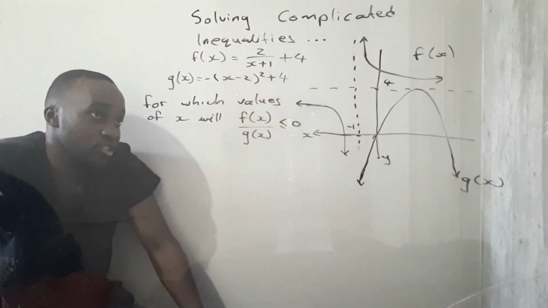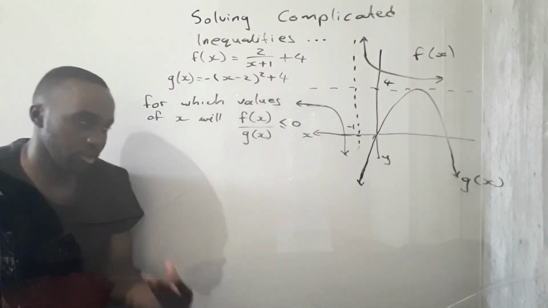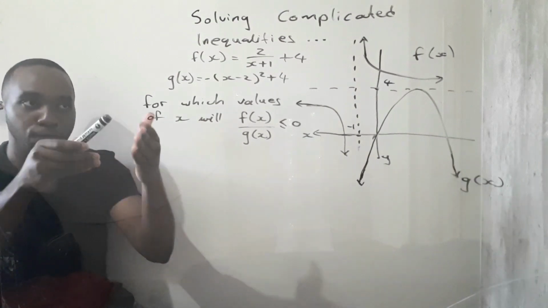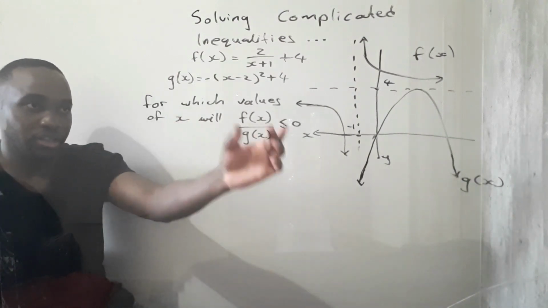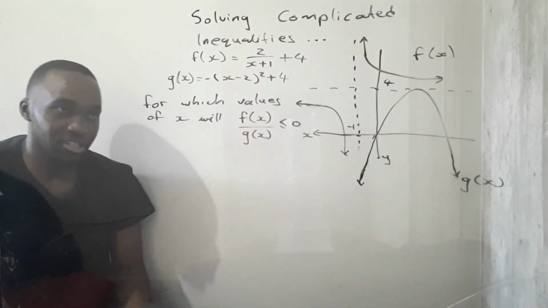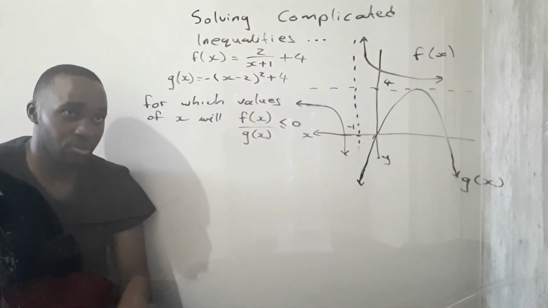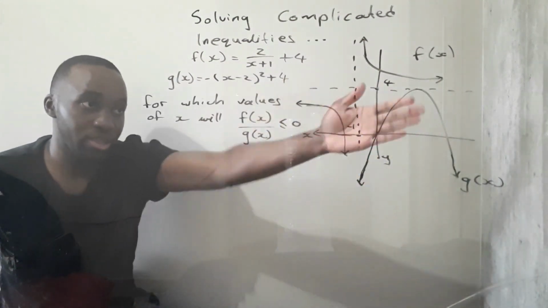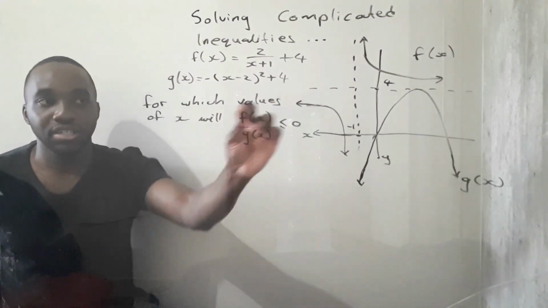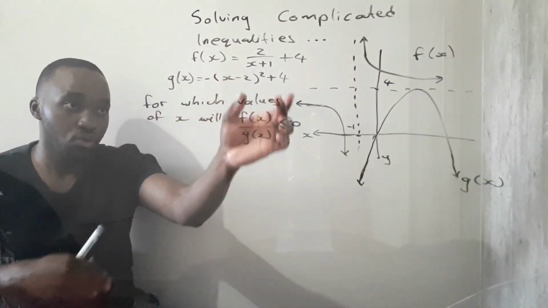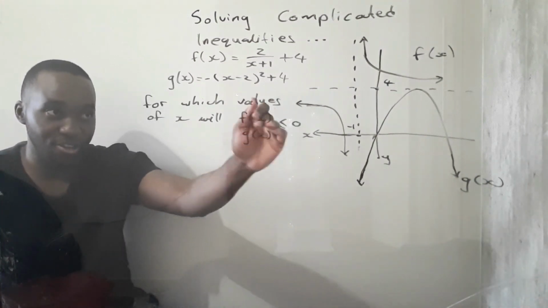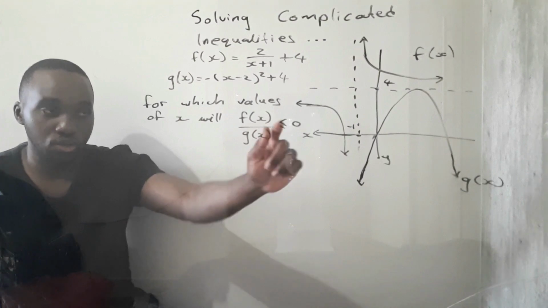This was a functions and graphs question within the past paper, and right at the end it asks: for which values of x will this expression be smaller or equal to 0? It wants you to give the x values on your Cartesian plane where this expression has a value that is smaller or equal to 0.